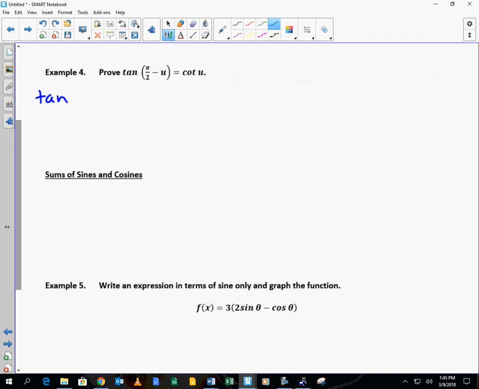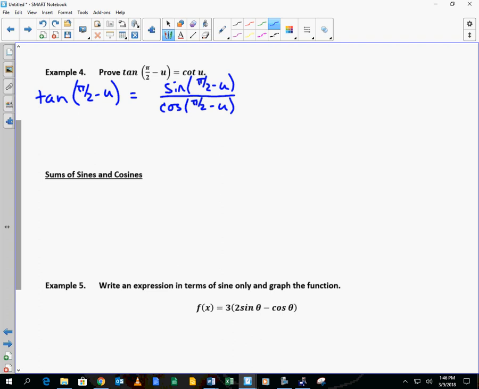The tangent of pi over 2 minus u is equal to the sine of pi over 2 minus u over the cosine of pi over 2 minus u. Is everybody okay with the first step?